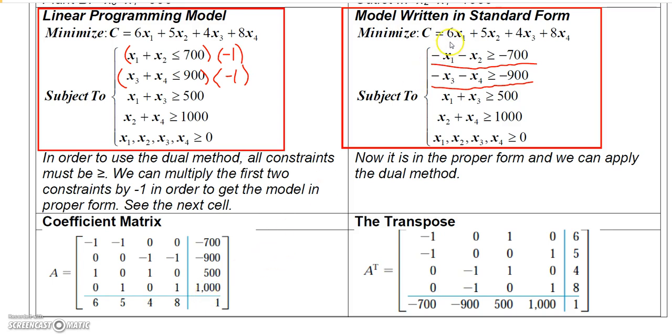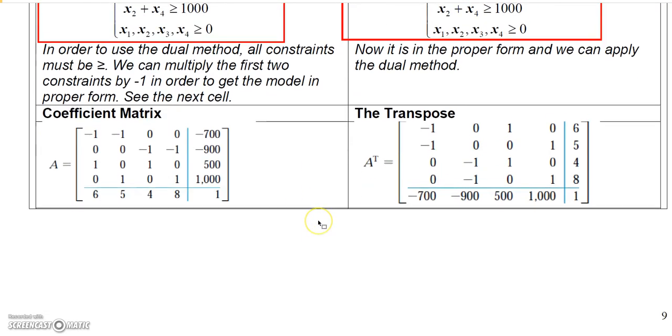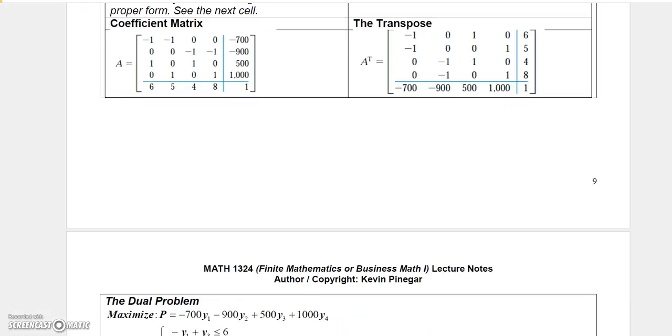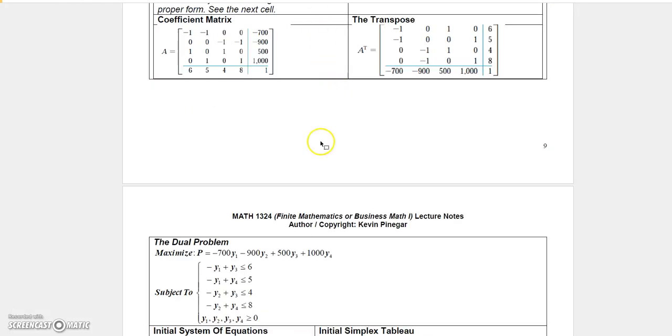And then your objective function is just the 6, the 5, the 4, and the 8. So you put the 6, 5, 4, and 8 here, and then you've got 1 right here for 1c. And you know how to transpose it, so if you transpose this matrix, you'll get this matrix. Okay, so now from the transpose, remember, we want to get our dual problem.